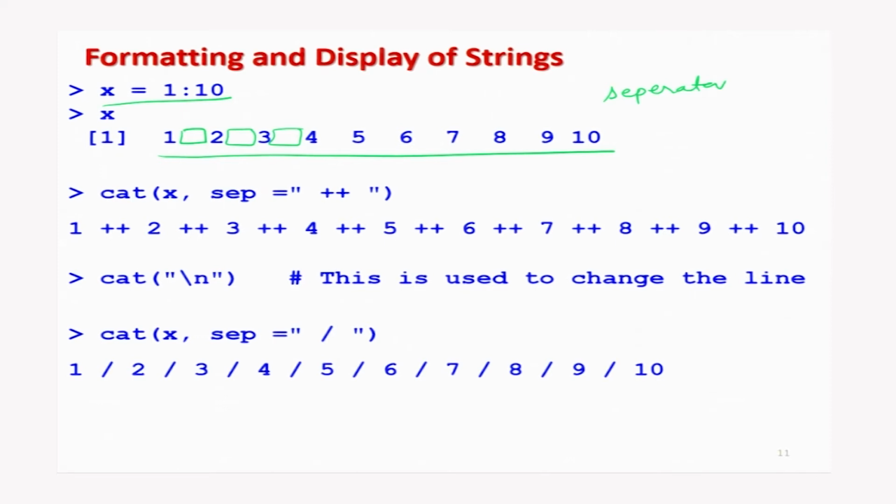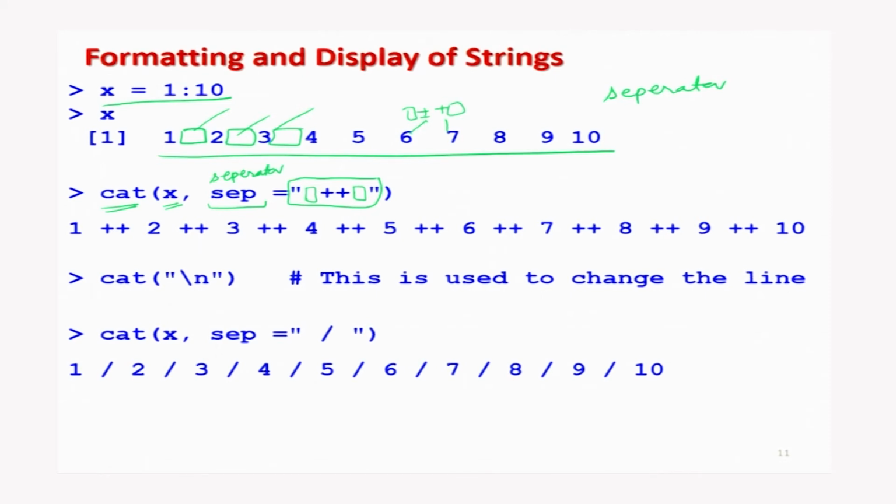In order to do it, the option is to use the cat command, give the value or the data vector in which you have stored the values, and then use the argument sep. sep means separator. Then equal to, and whatever you want in place of these blank spaces, you give within double quotes. Suppose I have given a blank space, then two plus signs, and then a blank space, and I want that between any two numbers it should be like this, plus plus, and then a blank space.